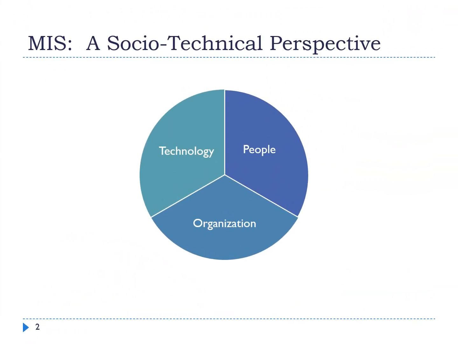The first chapter introduces what management information systems is. From a socio-technical perspective, management information systems is all about the interaction between people and technology in organizations. In this chapter, we'll learn what is information systems and what is information technology.